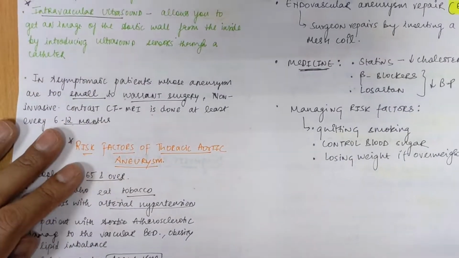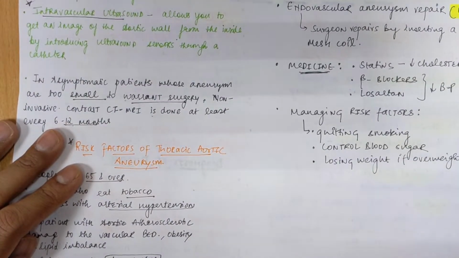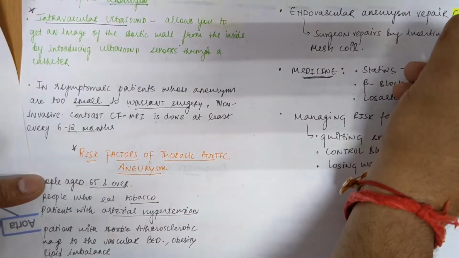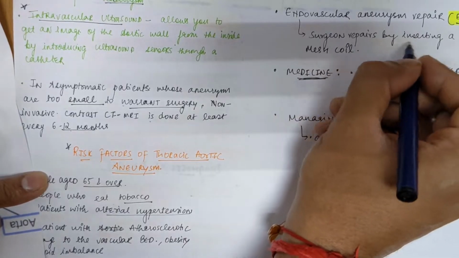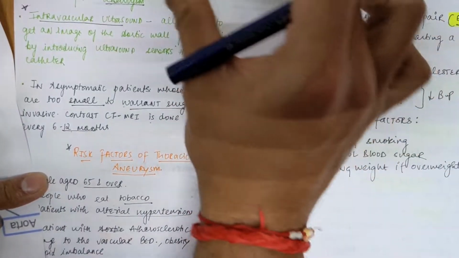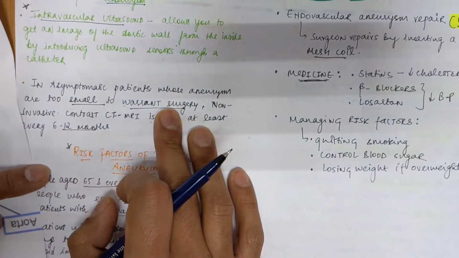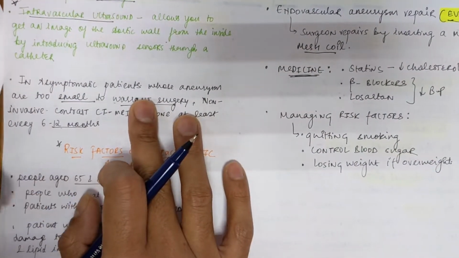Now, what is the treatment in the case of thoracic aortic aneurysm? First of all, we have endovascular aneurysm repair, which is called EVAR. The surgeons repair it by inserting a metal mesh coil inside the artery and decreasing the size of the aneurysm. And the medicines are given according to the symptoms.